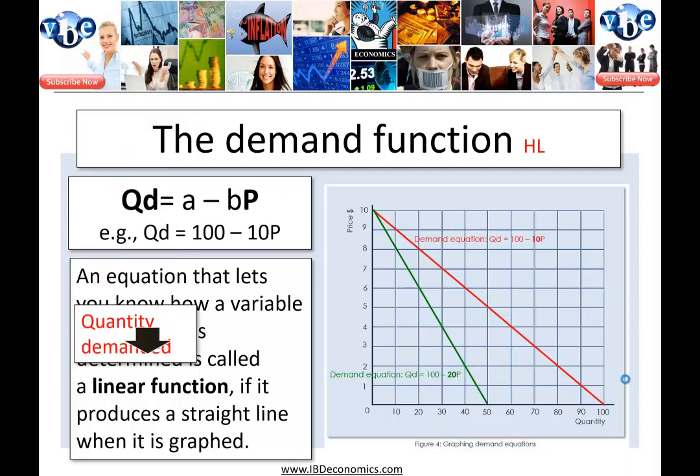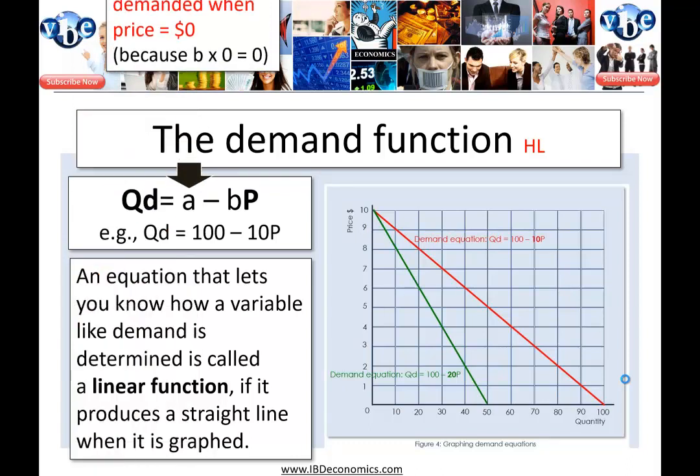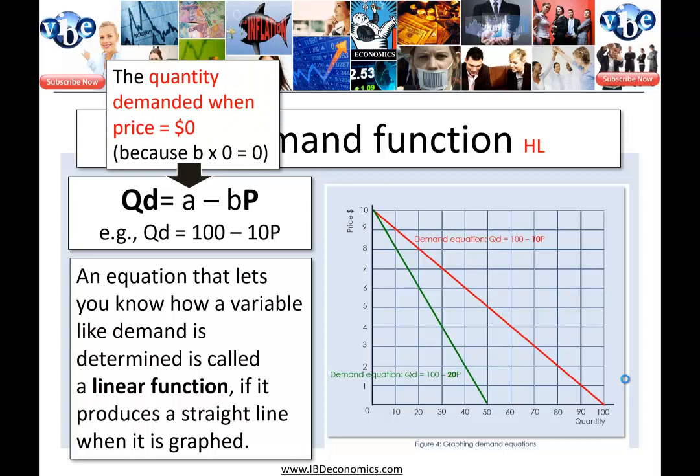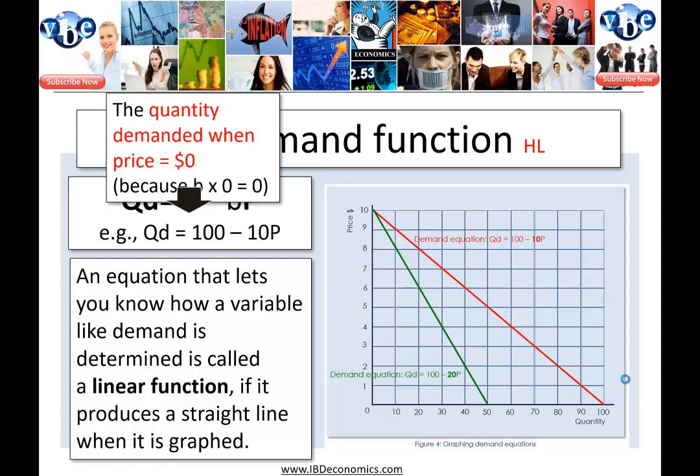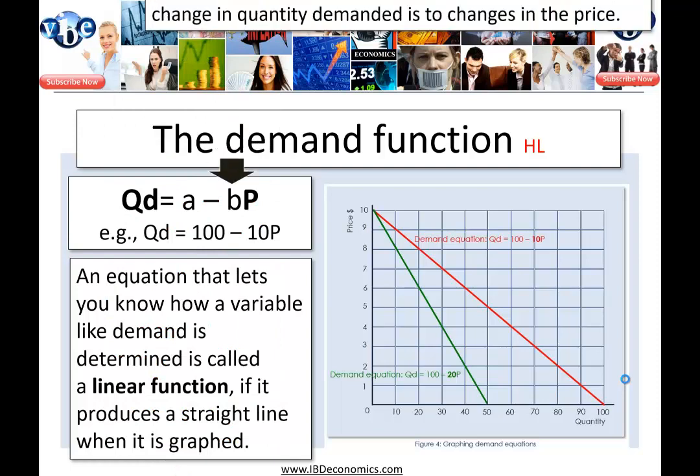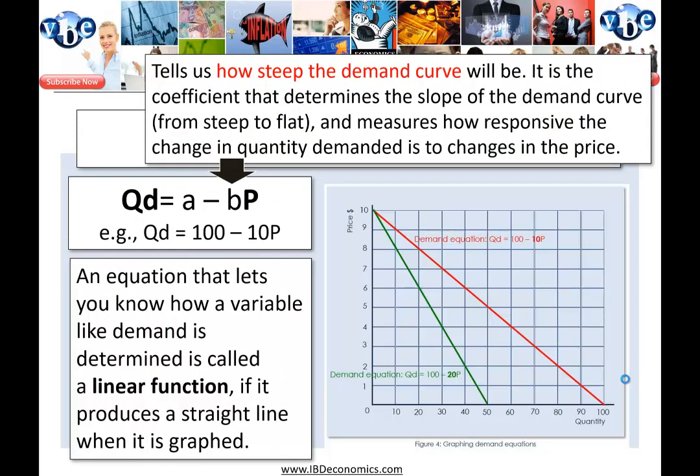Quantity demanded. The quantity demanded when price equals 0, because B times 0 equals 0. And this is going to tell us how steep the demand curve will be.